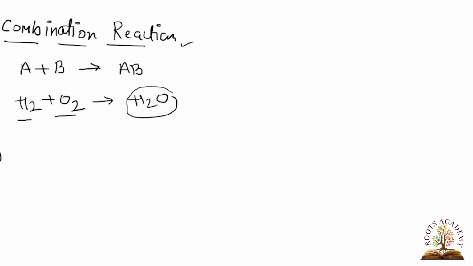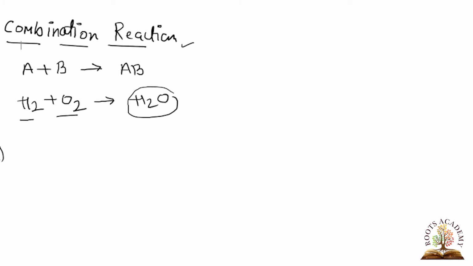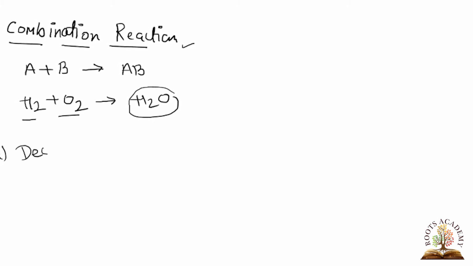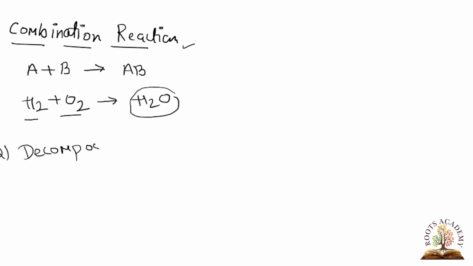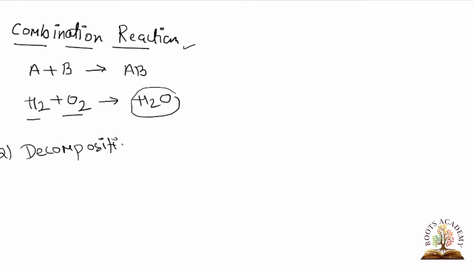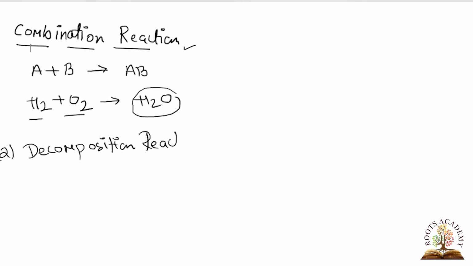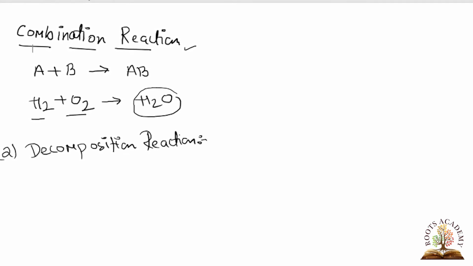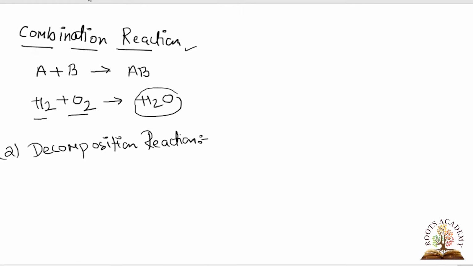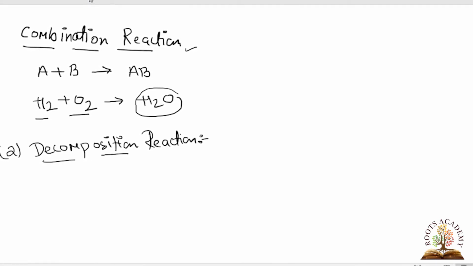Coming to the second type of chemical reaction, which is decomposition reaction. Now what is decomposition reaction? As the name describes, decomposition means breakdown. In a decomposition reaction, the reactant breaks, so one single reactant will break down into 2 or more than 2 products. Let's take the example of water.